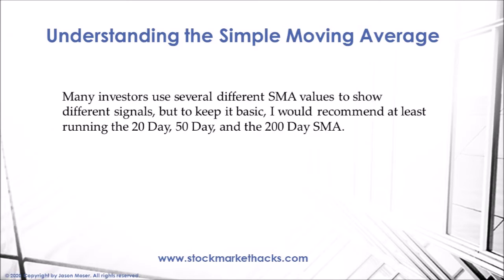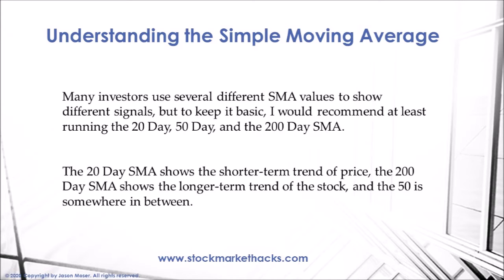Many investors use several different SMA values to show different signals, but in order to keep it basic, I would recommend at least running the 20-day, 50-day, and the 200-day simple moving average. The 20-day SMA shows the shorter-term trend of price, the 200-day SMA shows the longer-term trend of the stock, and the 50 is somewhere in between.